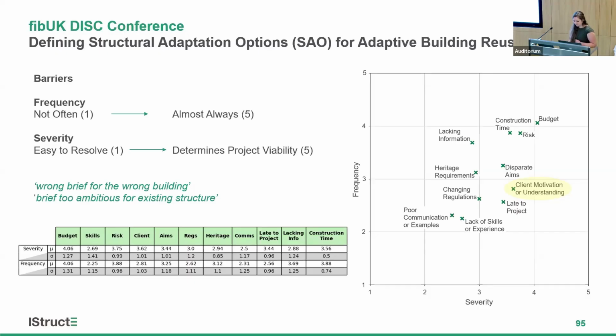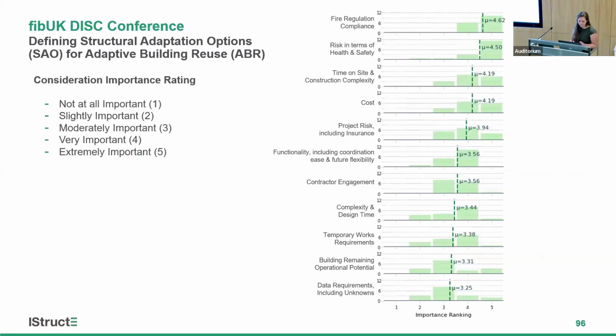So that's just something to be aware of going forwards. Okay, we then turn to focus on the actual considerations that we're going to look at these adaptation options with. And so the participants rated again how important this whole list of considerations were when they were selecting a structural adaptation option. At the top, we can see fire and risk in health and safety, both clearly linked to existing regulations, and not surprising given the recent industry focus on fire regulations.